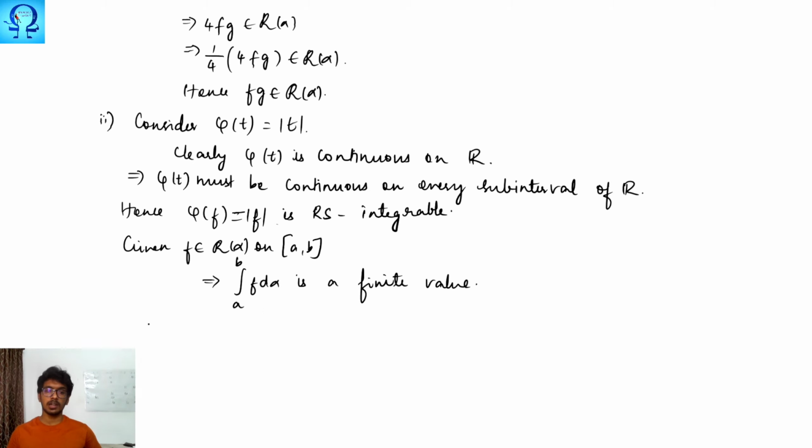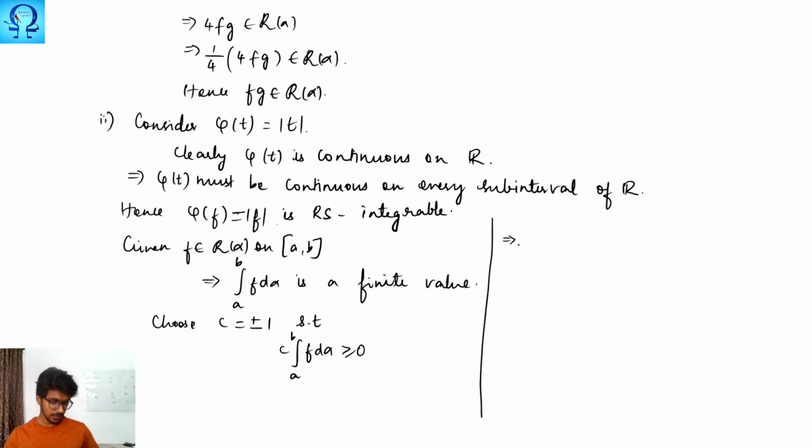quantity or negative quantity. So let us choose C to be either plus 1 or minus 1 such that C multiplied with this quantity is non-negative. If this quantity is a positive one, then we shall have C to be 1. If this is a negative quantity, we shall multiply minus 1 and we shall make this integral to be non-negative. So we have done this one, right? Now let us prove the rest of the things here itself.